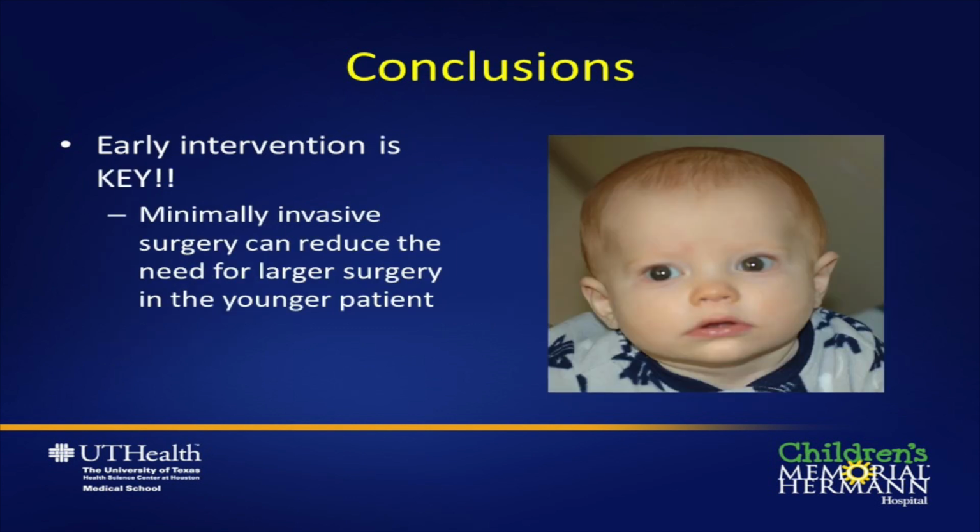So we hope you've been informed by this talk, and I think a couple of take-home messages. Early intervention is critical. So the sooner we get the diagnosis, the more options we have. And we talked about endoscopic, minimally invasive surgery can reduce that need for a bigger surgery later, but it can only be done in a younger patient, or distractors that we can place in a younger patient. So early intervention, early diagnosis, that's what's critical here.